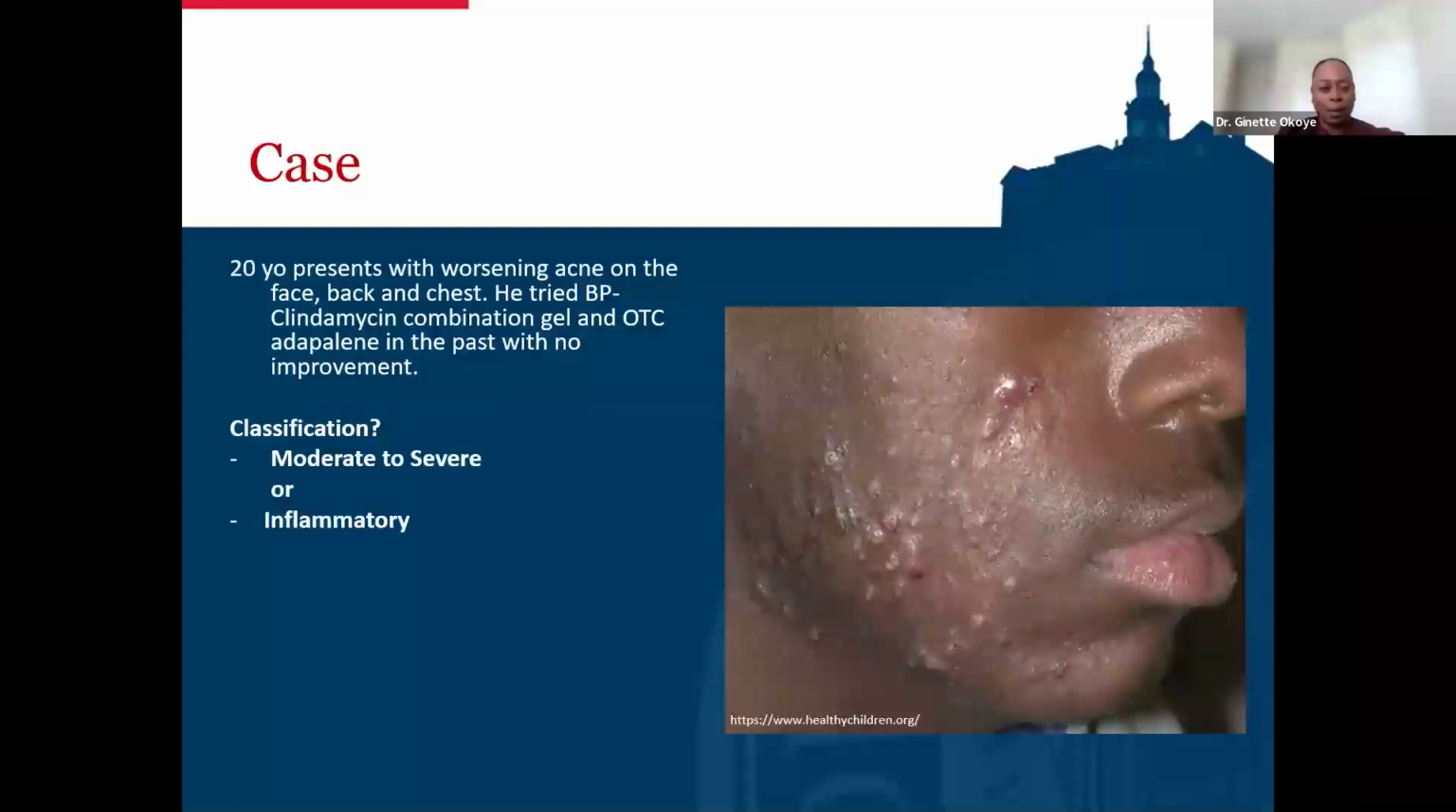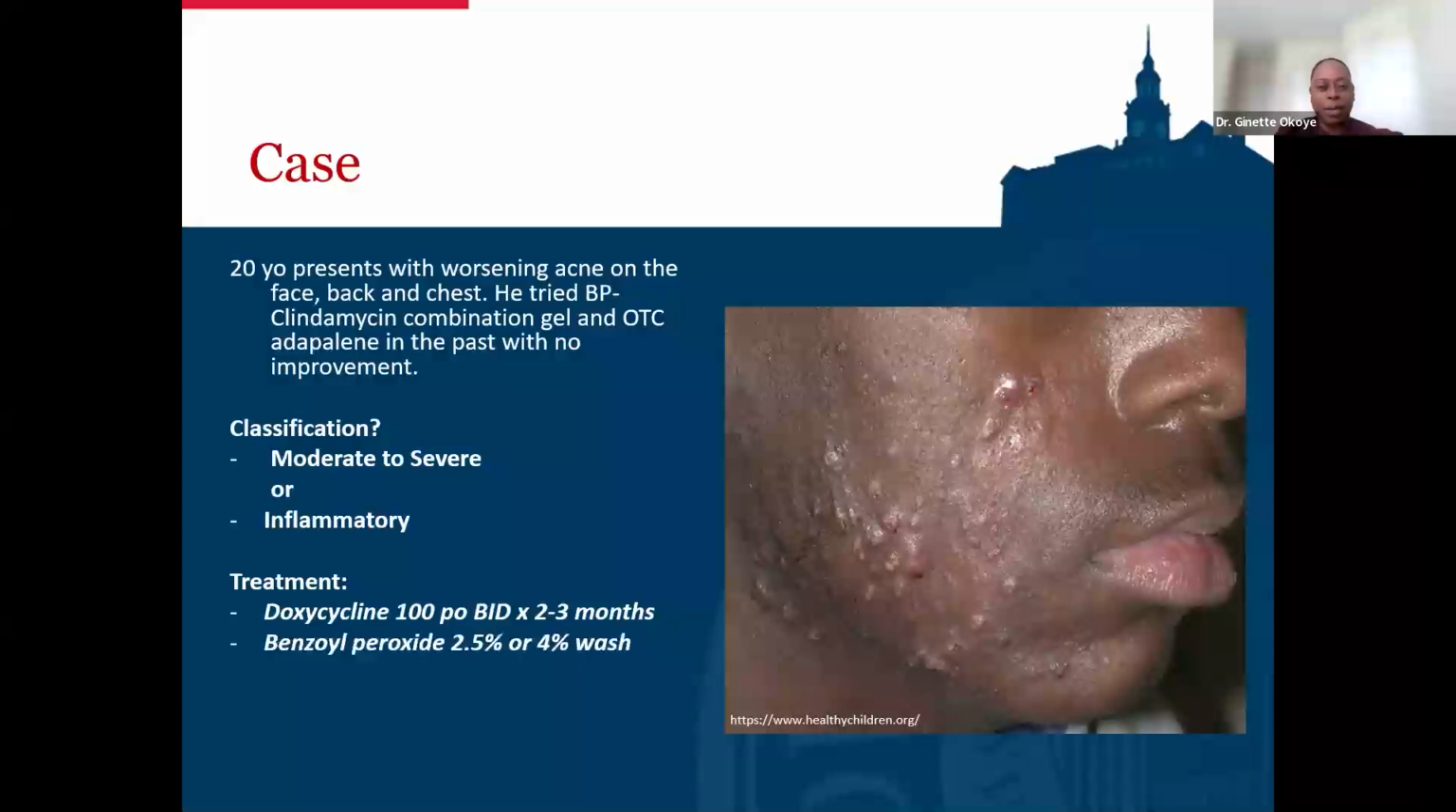Okay, so back to this patient. He has inflammatory acne that's moderate to severe. So him, I would give 3 months of doxycycline, 100 milligrams twice a day, a 4% benzoyl peroxide wash to use once or twice a day, and tretinoin cream. Even though his acne is on the severe side, I'm still starting low with that tretinoin.